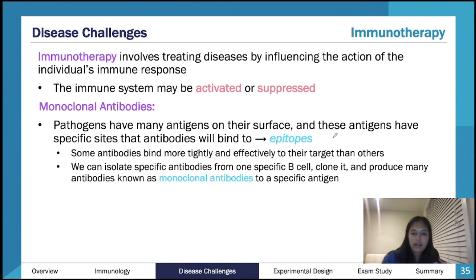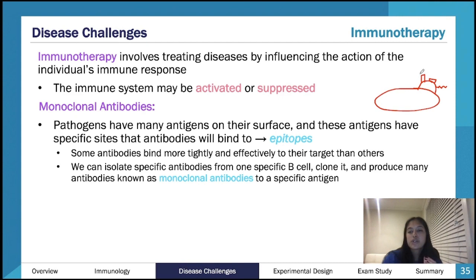Okay, so let's say that this is a bacteria, and we'll say that this is an antigen. Now there are specific parts of the antigen that antibodies will bind to. So you might have this sort of thing on here. Obviously these are molecules. So we've got three different things. These are what we would call epitopes.